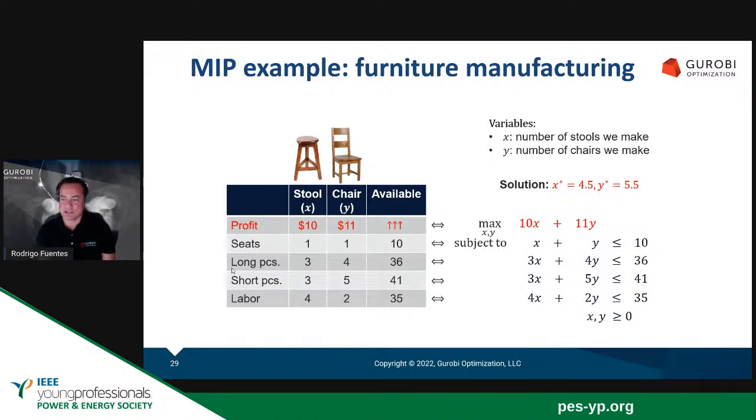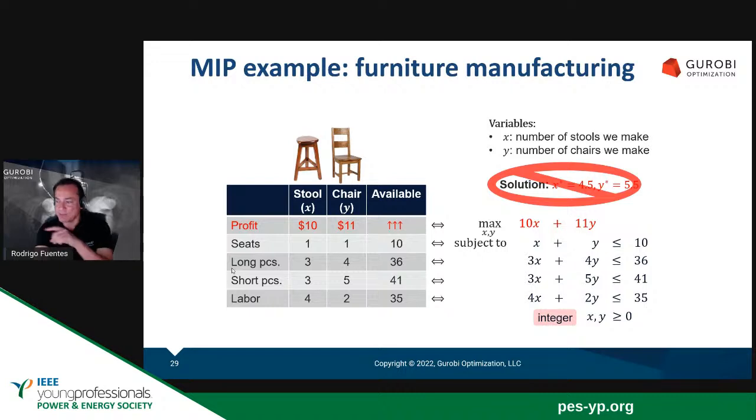Okay, that mathematically might make sense, but if you look in reality, we cannot make 4.5 stools and 5.5 chairs, right? Because we cannot make fractional values of a chair. We cannot make half a chair or half a stool. So this problem is missing a constraint. It's missing a condition. And the condition that is missing is that both X and Y have to be integer, right? We have to solve this problem considering that both X and Y have to be integer variables.